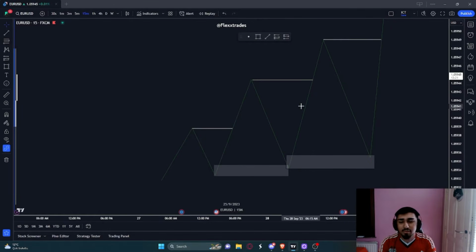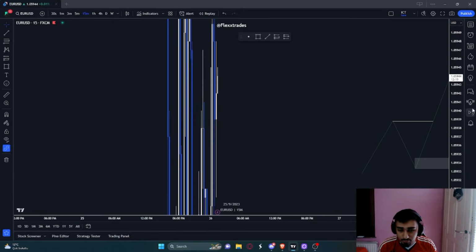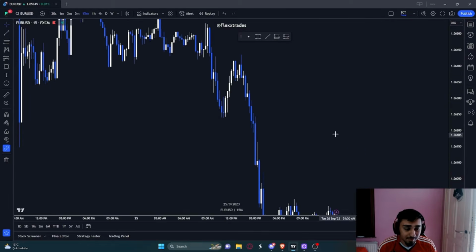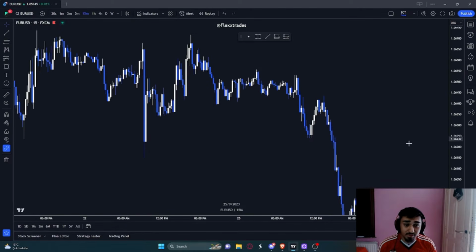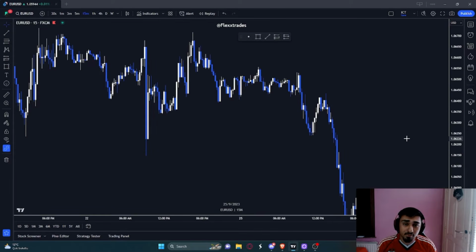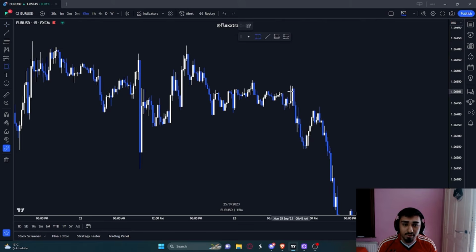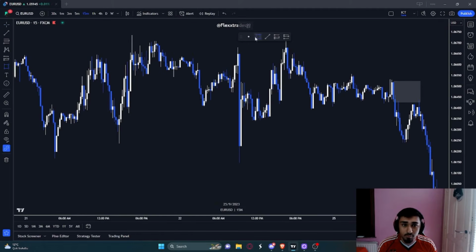So how do you identify a supply and demand zone? Let me show you that as well. What I personally use, and what only makes sense to me, is the first candle of the representative move, right? So let's say we're moving down, we want to take the first down candle. Let's say we move up, we want to take the first up candle, right?